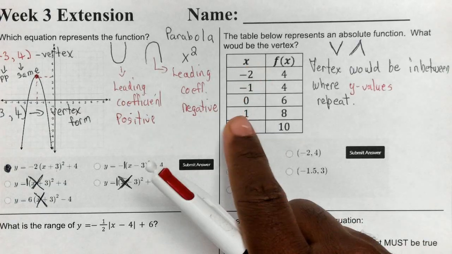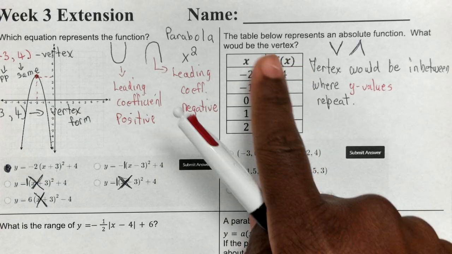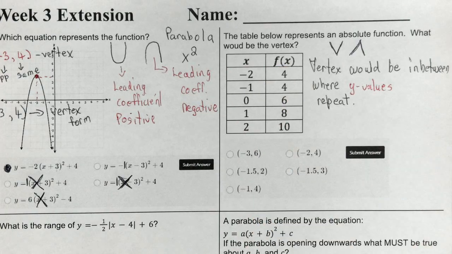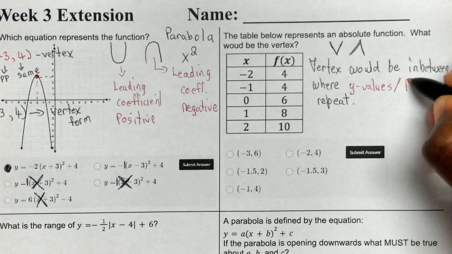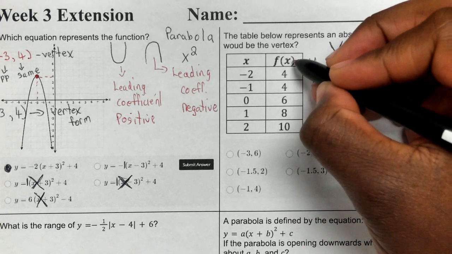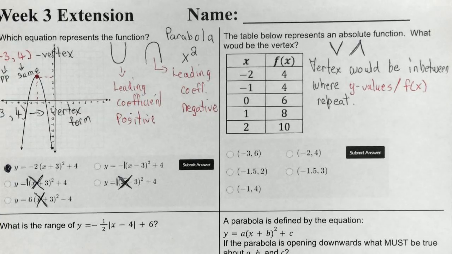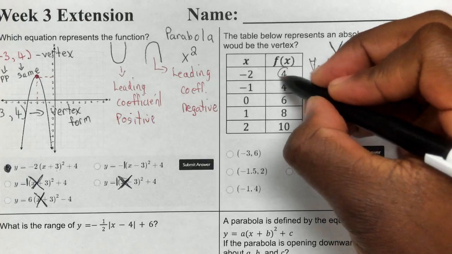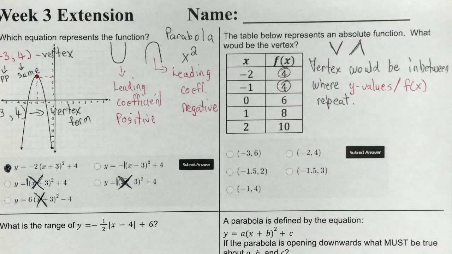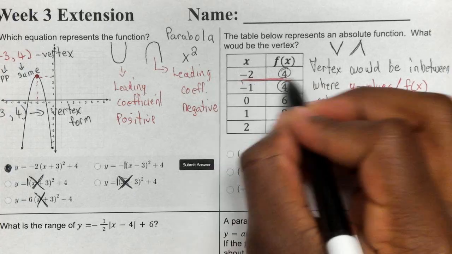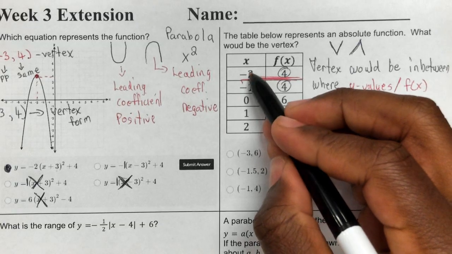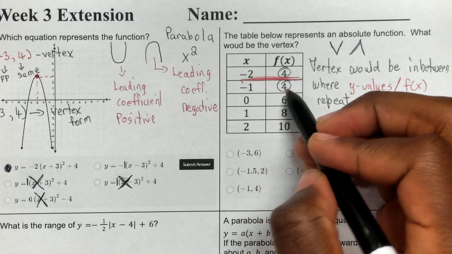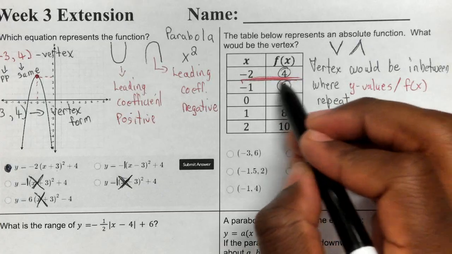However, in this case, do we see y values? No, we see x and f of x. What you should know for algebra is that another name for your y values is also f of x. So another name for f of x is y. So we need to look in between where the y values repeat. Here I see a 4. Here I see another 4. So that means my vertex is somewhere in between these 2 points right here. So again, I have the points -2, 4 and -1, 4. Our vertex is somewhere in between here.